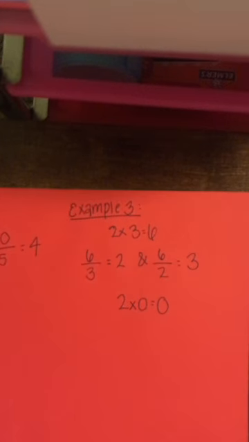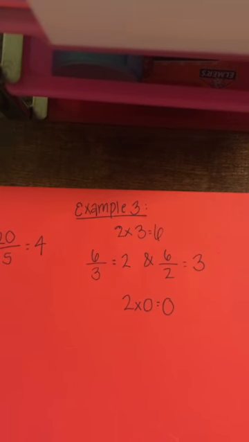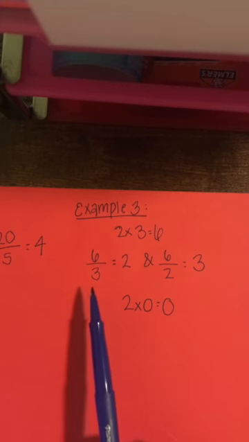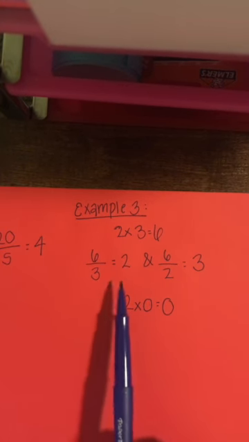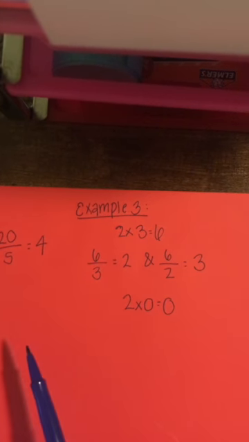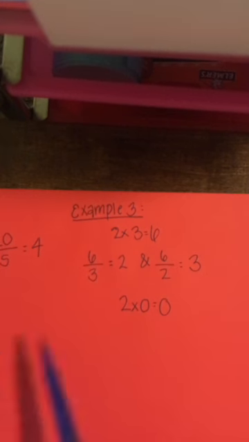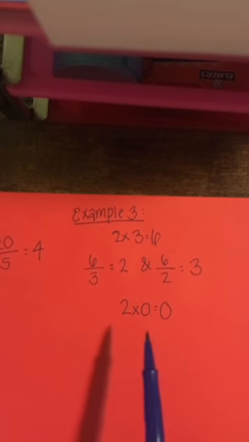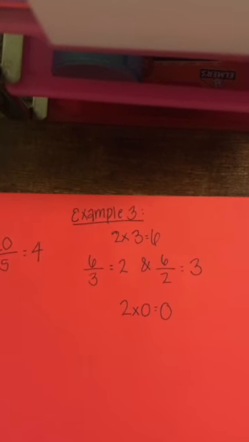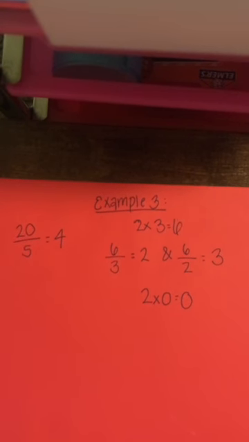So for example 3, the numbers in the multiplication fact 2 times 3 equals 6 can be arranged to form two division facts. So we get 6 divided by 3 equals 2, and 6 divided by 2 equals 3. So if we attempt to form two division facts for the multiplication fact 2 times 0 equals 0, one of the arrangements is not a fact. So we need to figure out which arrangement is not a fact.